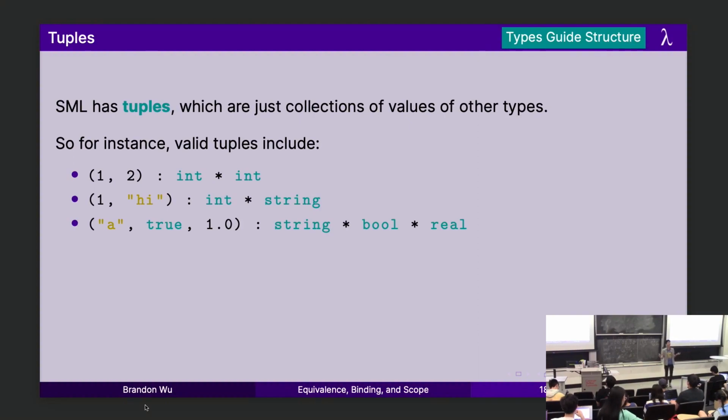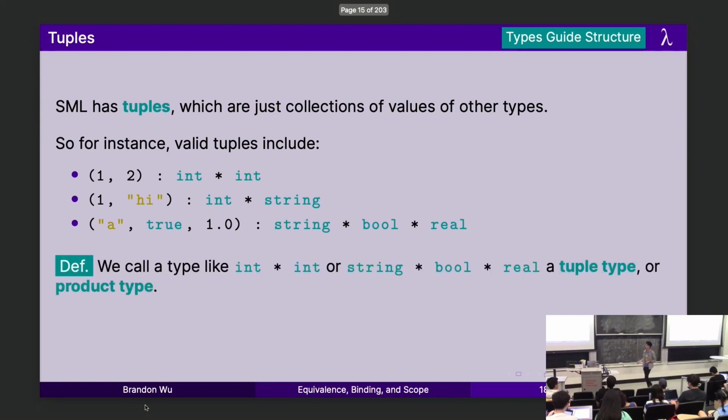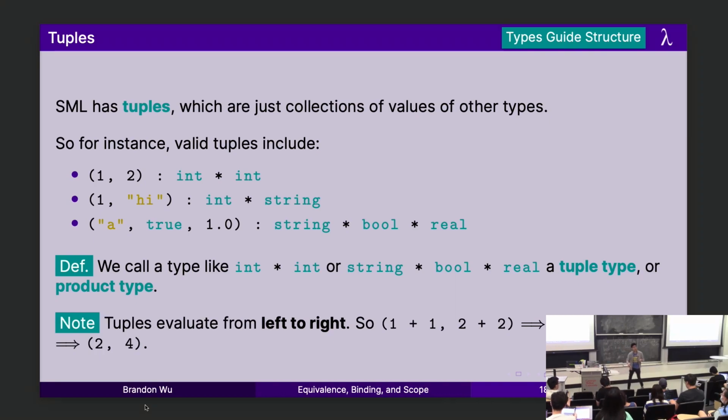A tuple can have any number of things in it except for 0 or 1. Okay? You can have 2 things in a tuple, you can have 3 things in a tuple, so on and so forth, but you can't have 0 or 1. And we call that a product type, right? And when I'm talking about the code of a tuple, it evaluates from left to right.